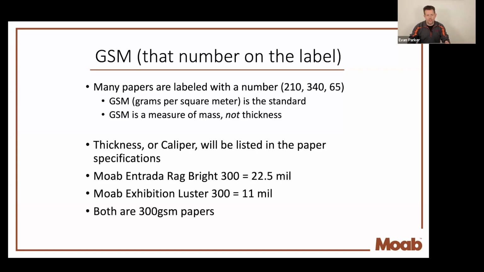And when you're comparing a cotton paper to a cotton paper, then yes, you can judge that a 190 is going to be thinner than a 300. But if you're comparing different substrates, so if you compare the juniper, which is the cotton paper, to the luster, which is a cellulose paper, they're both 300 gram papers, but the luster is half the thickness of the juniper. So just keep in mind that GSM is a measure of mass, not a measure of thickness. Thickness or caliper will be listed in the paper specification. So if you're looking for something with a specific thickness, don't look at the GSM number, look at the caliper.